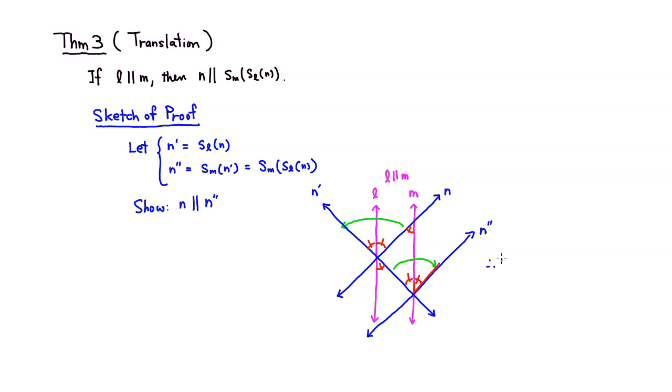So we have n is parallel to n double prime. This is by the Z property again. Therefore, if you compose two line reflections where those two lines are parallel, then the composition is going to map a line to a parallel line. That's it. I hope that this was clear.